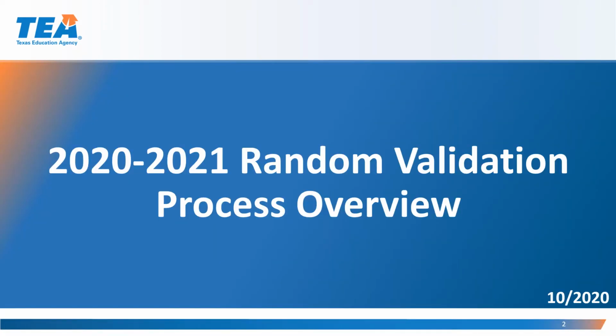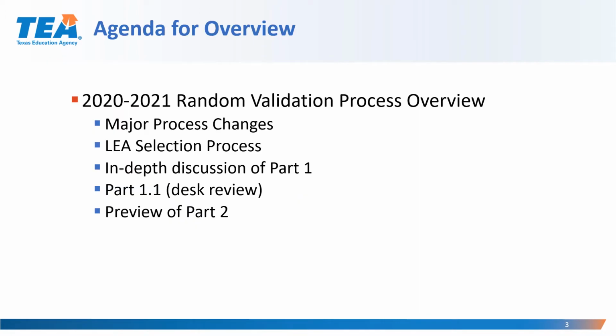During this overview section of the presentation, we will discuss the major process changes to the LEA selection process, do an in-depth discussion of Part 1, a description of Part 1.1, which is a desk review, and preview Part 2 of the random validation process.